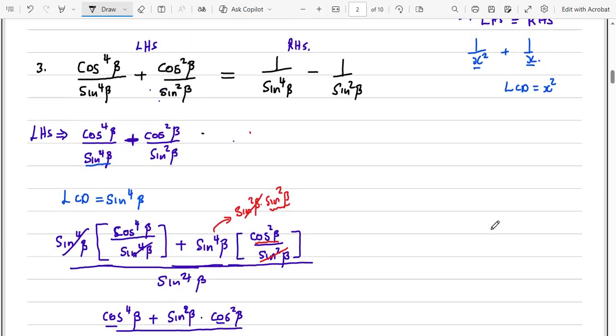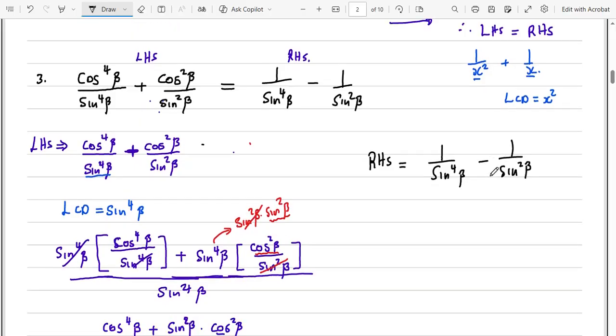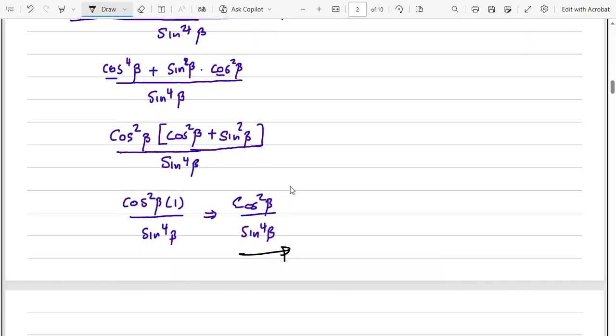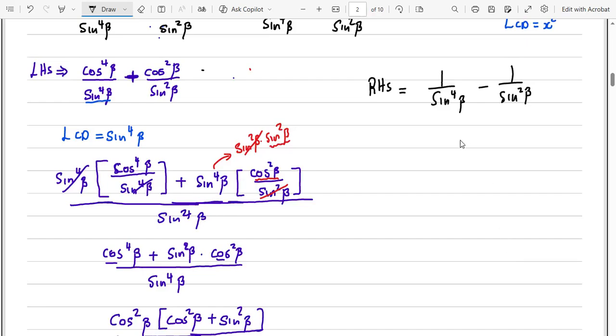Okay, I'm going to rewrite my right hand side. This is my right hand side. It equals 1 over sine to the power 4 beta with minus. If you look at this, you can see that we are working with two fractions. The aim is to make this one fraction, with cos beta on top and sine to the power 4 on the bottom. So let's work on that. For my LCD, you take the one with the highest degree, which is sine to the power 4 beta. Then you repeat the same process that we did here.